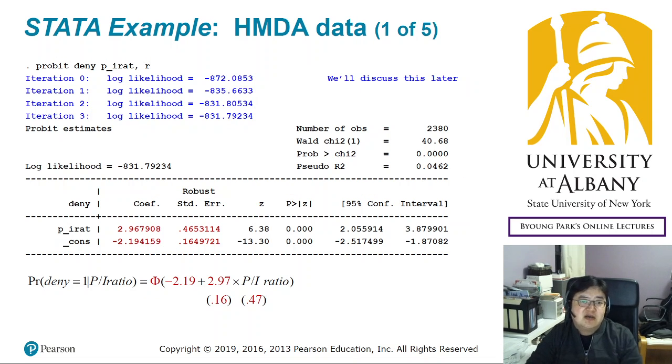Implementation on Stata. Of course, I will demonstrate Stata later at the end of this slide with homework, but I'd like to show you it's pretty simple. In the place of regress, we used to use regress y on x, but now instead of regress we use probit. Probit dependent variable is denial, and pi ratio. So probit deny on pi ratio, comma option r.